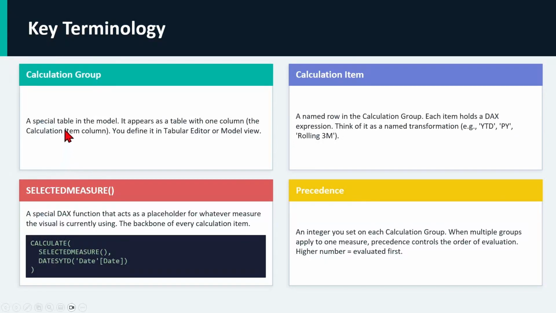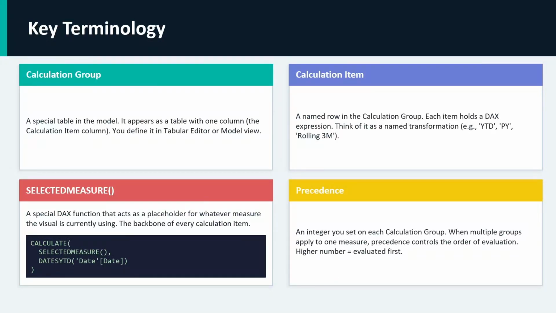Number 1, the calculation group itself. It will come to you as a special table in your data model. It is not like your regular data table. You cannot add rows to it manually. The rows inside of it are the calculation items, which I'm still going to explain. You find these calculation items in Tabular Editor, or now in the model view. In your model, it shows up as a table with one column, called the name column.